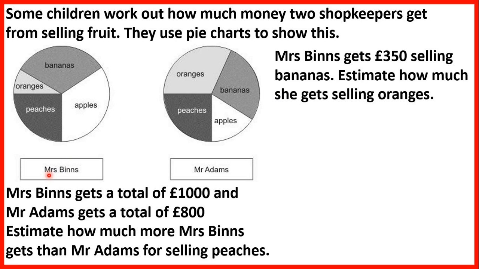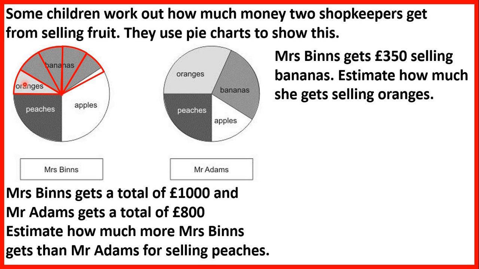So we're looking at Mrs. Binns's pie chart, so this one here, and we can see that the section for oranges is this section here. Now we're told that she gets £350 from selling bananas, and the section of the pie chart that's for bananas is 1, 2, 3, nearly 4 times as large. So the amount for oranges will be just over a quarter of 350.